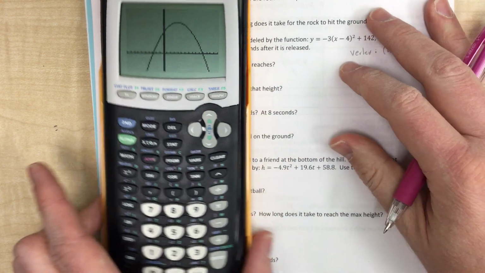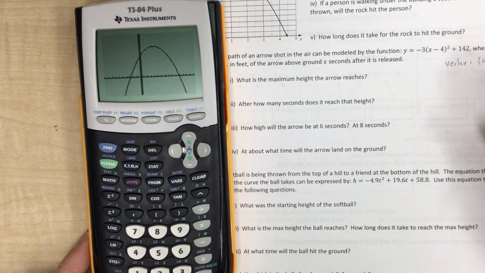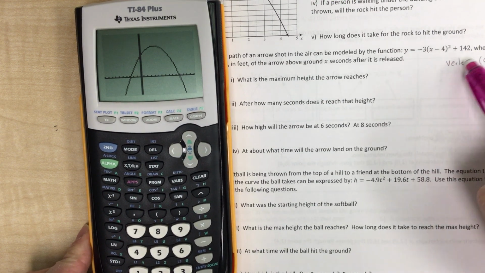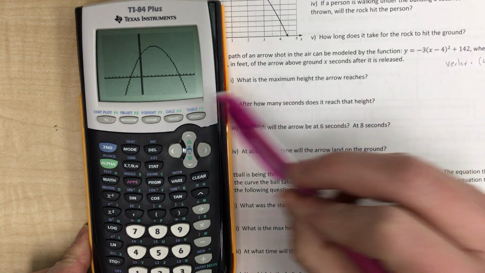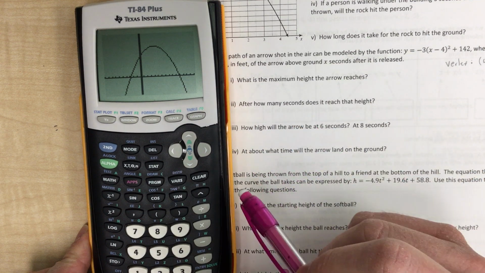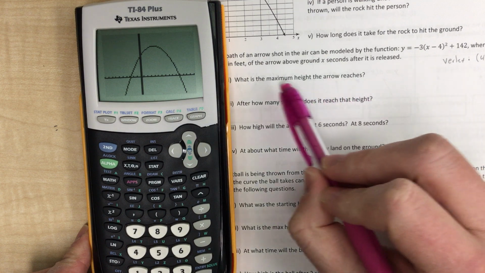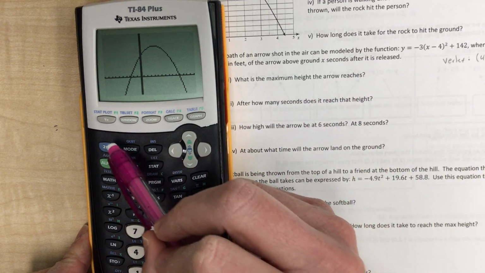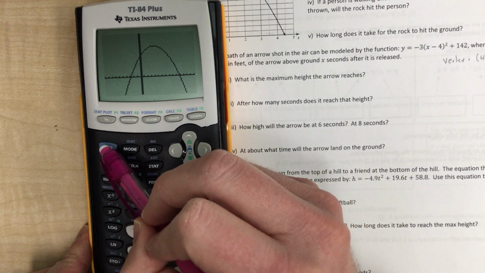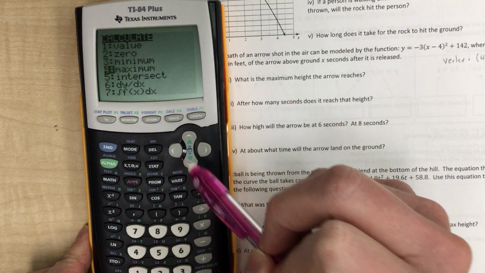All right, now we're going to answer these questions. What is the maximum height the arrow reaches? Since it's in vertex form and we can easily find our vertex, we don't really need to do the calculate here on your calculator, but we'll do it just for good practice. The maximum height the arrow reaches is the y value for your vertex. So we're going to need to find our vertex. I already wrote that down, but we'll do it just so that we can practice. Since it's a maximum, that's where we'll find our vertex.